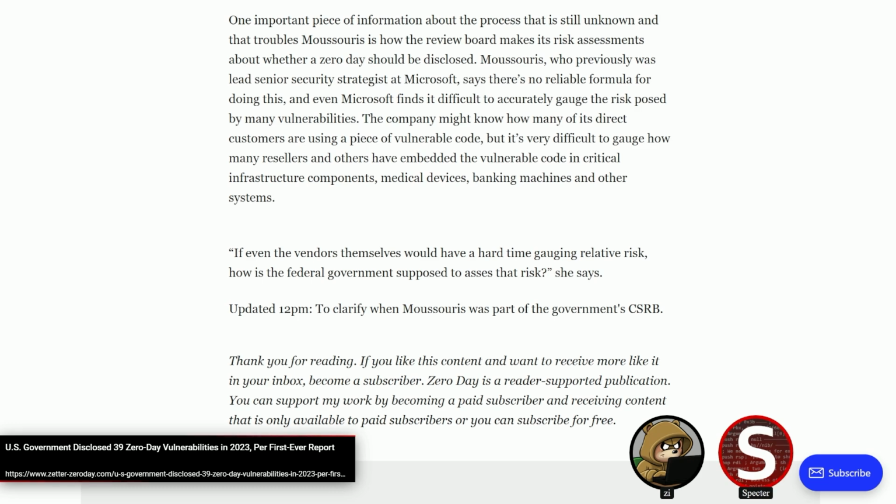And it's like, okay, on principle, you can see the justification for that, but it does mean you have to have a lot of trust in your risk assessment. And as Masuri's claims here, if the companies that are overseeing their own software are having a hard time gauging the impact, it's hard to imagine the government being able to do that better somehow.